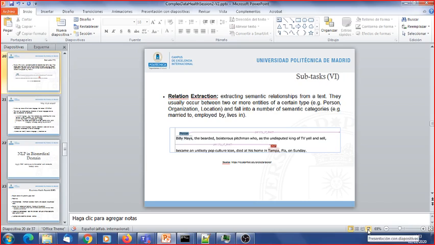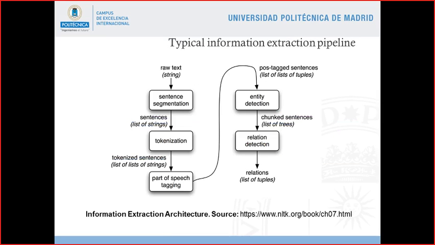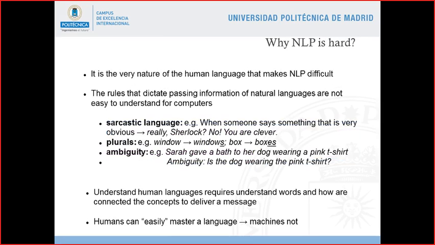Questions? No? So with the relation extraction, we have completed our pipeline. We have segmented the text into sentences. We have tokenized the sentences and the raw text. We have performed our part of speech tagging. We have detected entities, and we have connected entities with relations. So well done, guys. But it's not over.